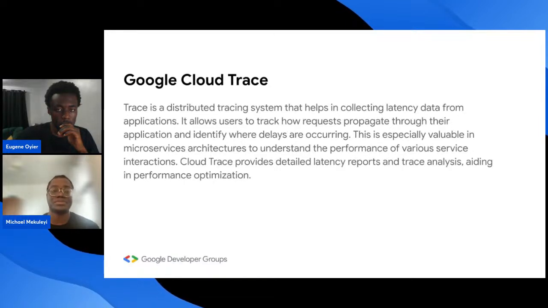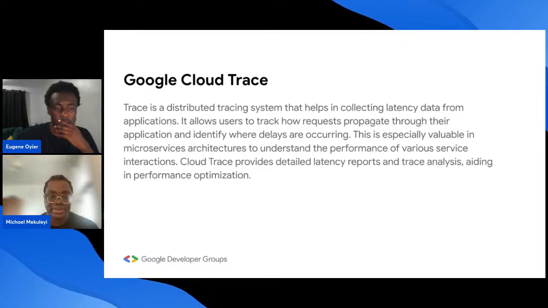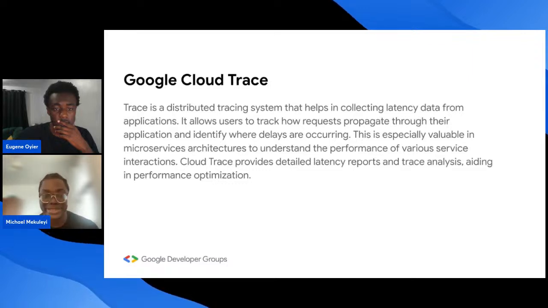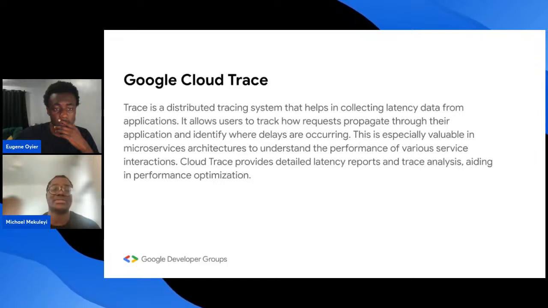That's it. Google Cloud Trace. This is a distributed tracing system that helps in collecting latency data from applications. Google Cloud Trace focuses on latency, so it is distributed in nature. It allows you to track how requests propagate through your application and identify where delays are occurring. And it is valuable in microservices architectures to understand the performance of various services and interactions.